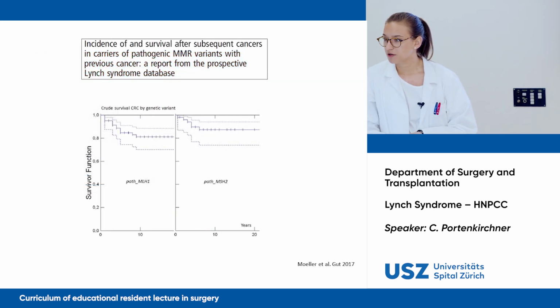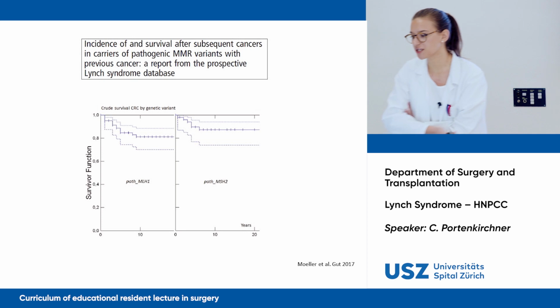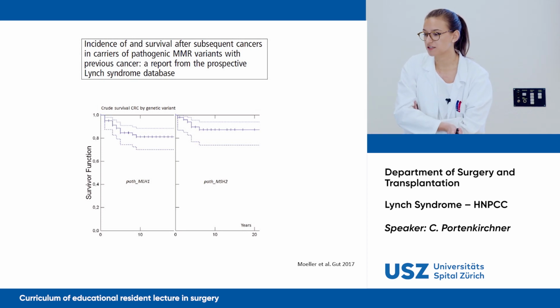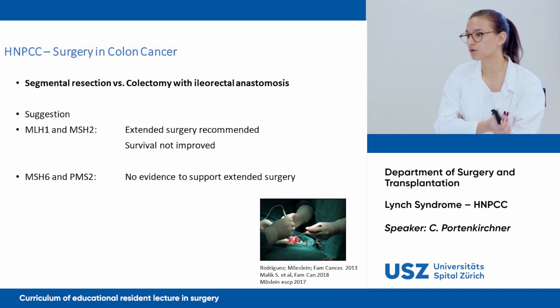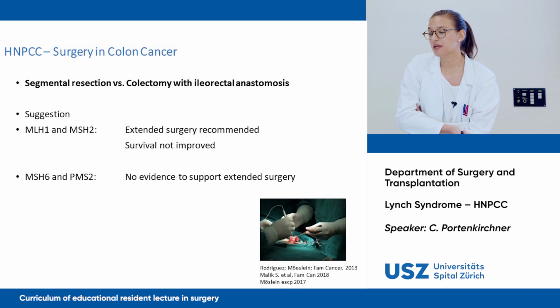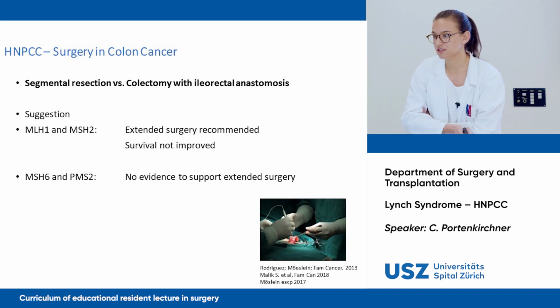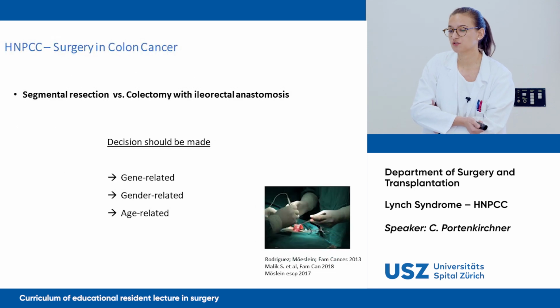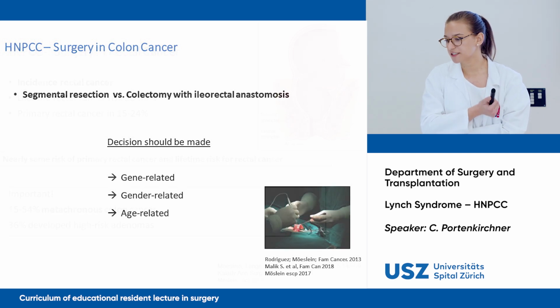This is also what Mella et al. looked at. He investigated over 1,300 patients, and you also saw and described that there is a genetic variation, but the overall survival does not differ. So when it comes to whether we should perform a segmental resection or total colectomy, it depends on the gene. In MLH1 and MSH2, we have a recommendation for extended surgery, although there is no improvement in survival, whereas in the other gene variations, there is no evidence to support extended surgery. But the decision should be gene-related, gender-related, and age-related.